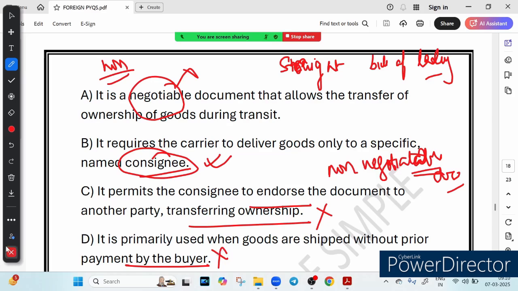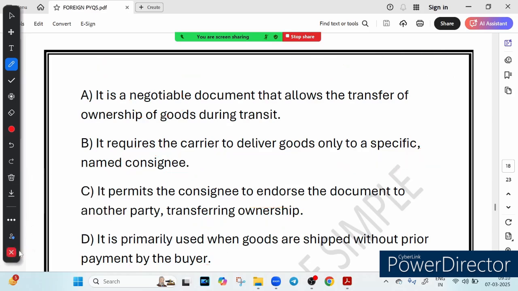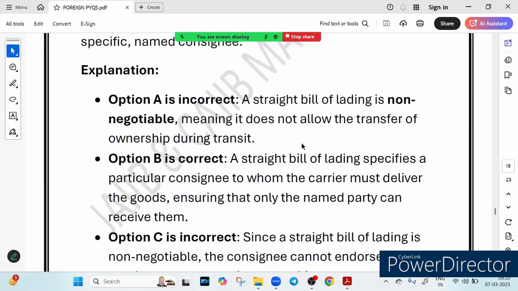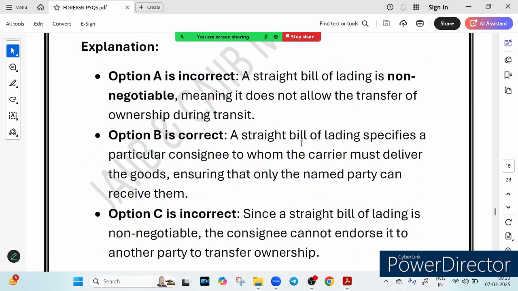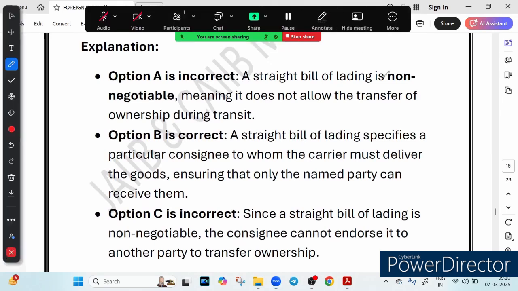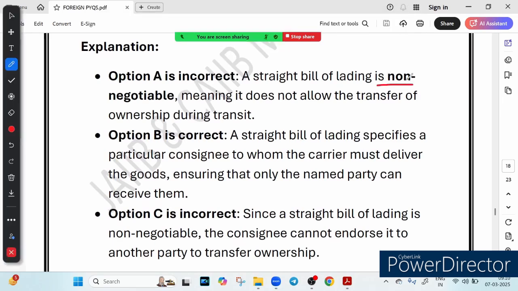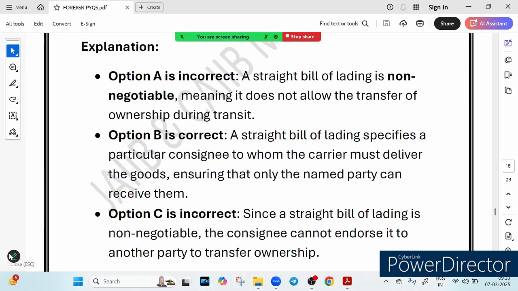So you must remember some key points related to the straight bill of lading. So let me summarize it for you. So here you can see, let me show you. So these are the points. The first point, you must remember that a straight bill of lading is non-negotiable, right? It means that it does not allow ownership transfer during transit. Second point, it specifies delivery to a named consignee, ensuring goods are delivered only to the person or entity named. And third, it is used when payment has been made in advance, providing a secure transaction. So these are the three key points which you must remember regarding a straight bill of lading.